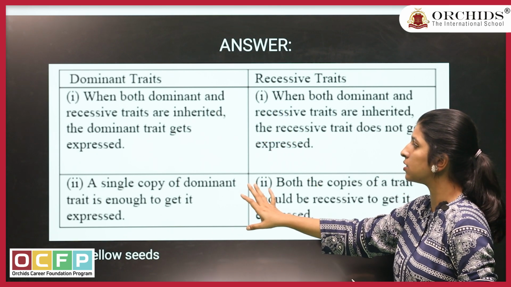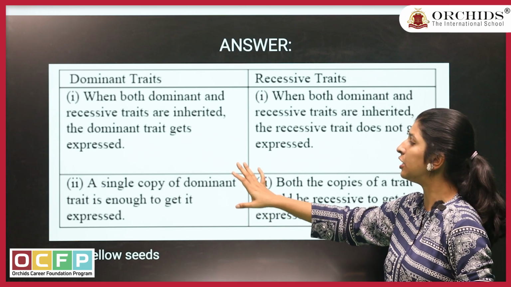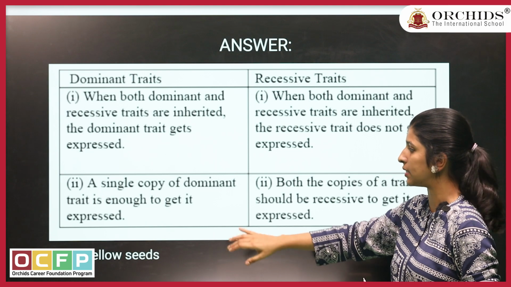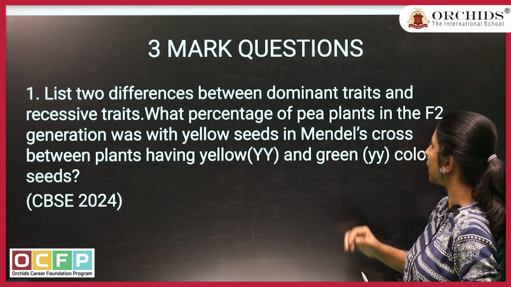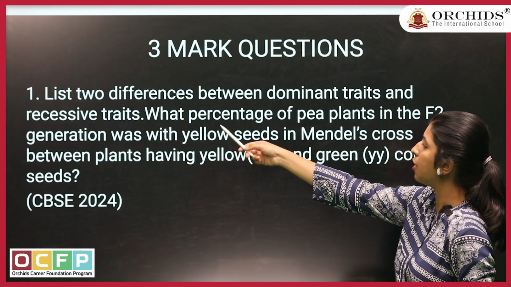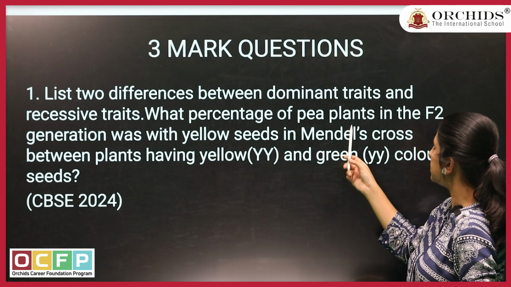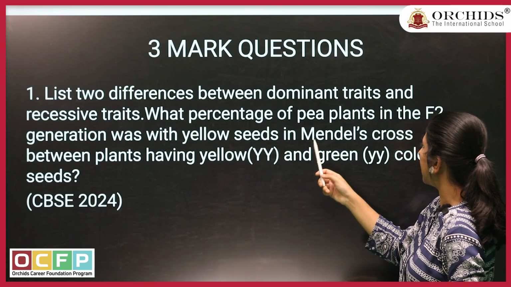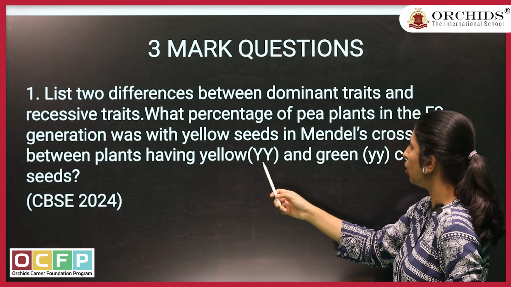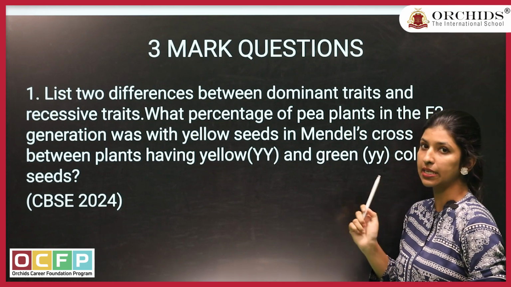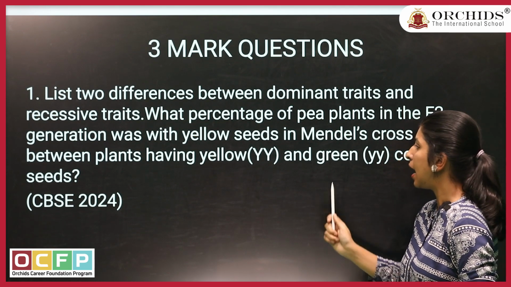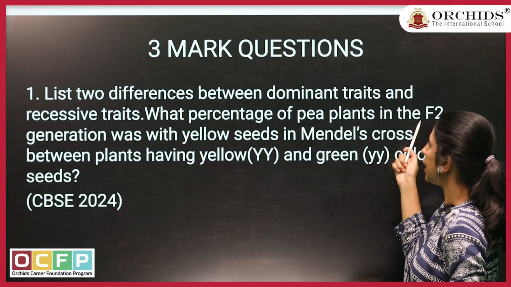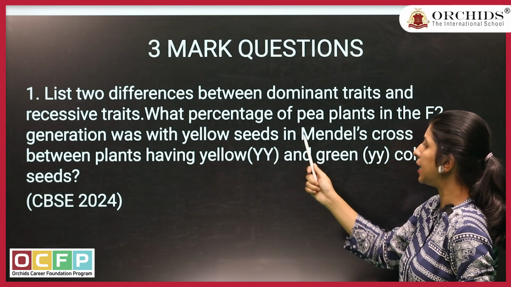Now this is the answer to the first part of the question, that is the difference between dominant trait and the recessive trait. Now we have the second part of the question. Let's move once back to this question. The second part of the question was finding out the percentage of the pea plants in the F2 generation with yellow seeds in Mendel's cross between plants having yellow and green colored seeds. As I said before, this is a monohybrid cross and we are crossing these two parent plants and we have to find out the F2 generation with yellow seeds.